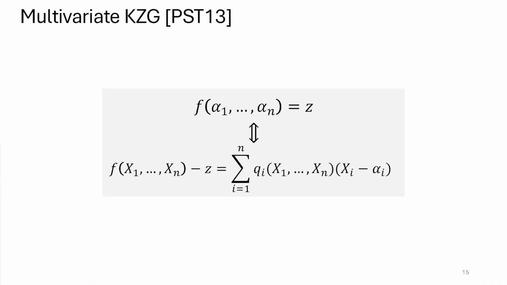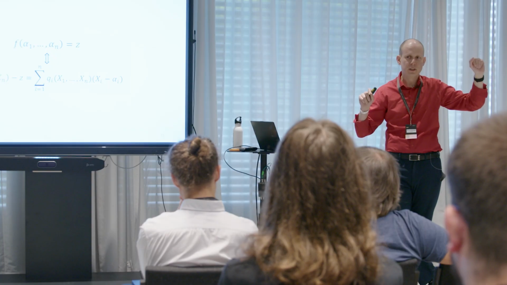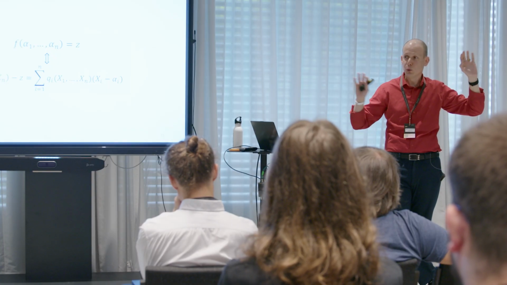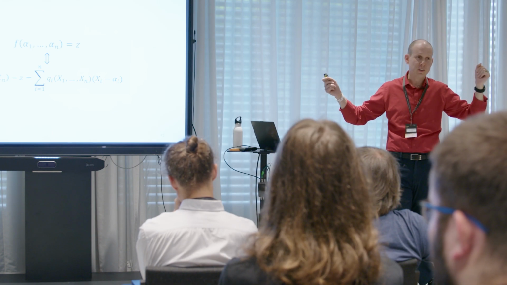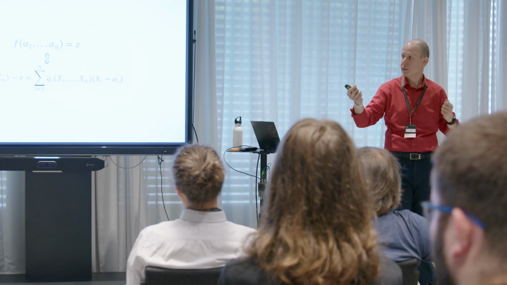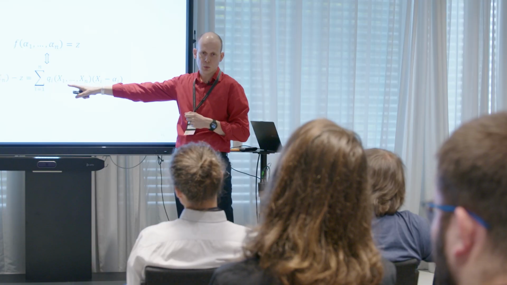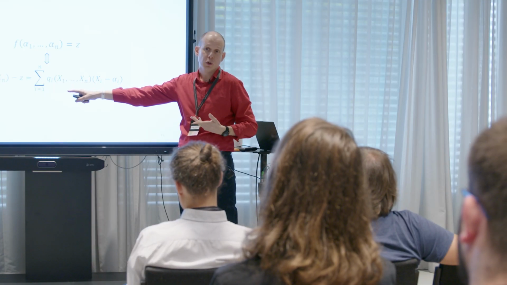So univariate is handled by Lipmaa et al. There's multivariate, right? If you don't remember anything after my talk, you will remember how these schemes work. We know how the univariate works, and the multivariate is a very simple extension of the univariate one. So KZG had this nice insight: I take a univariate polynomial, I subtract z, it has to have a root at alpha so I can factor it out. So this is just a statement about polynomial rings.